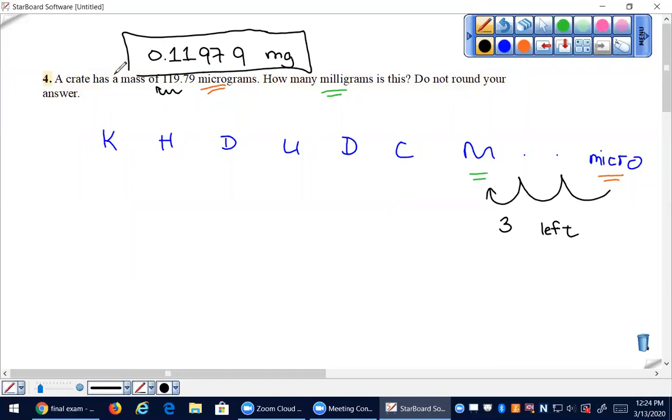So don't make it harder than that. But underline both things, where you're starting from and where you're going to. Don't try and make it 2 problems of first making it plain grams and then making it something else. Just go directly from start to finish and be done.